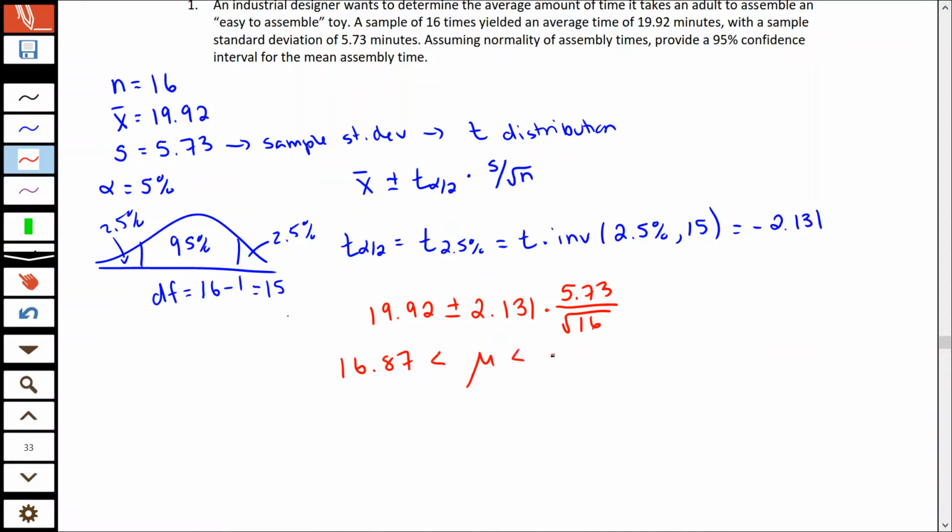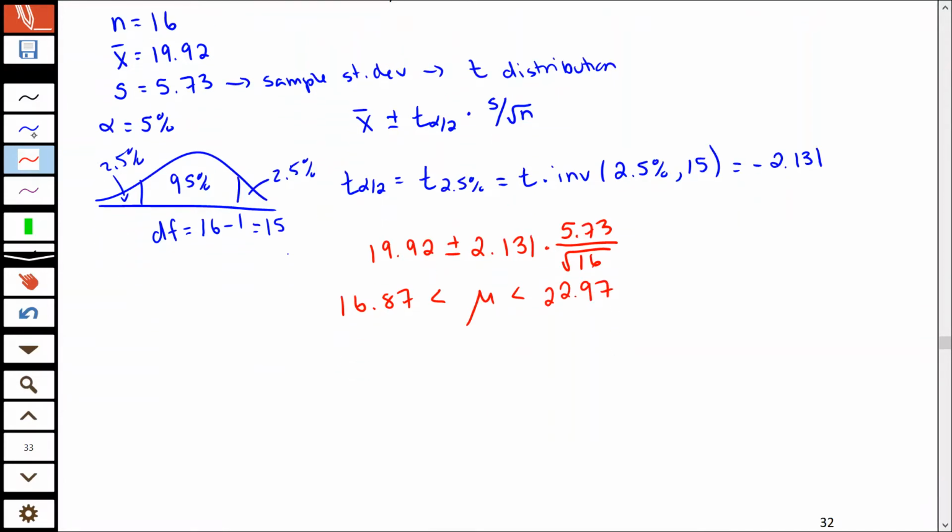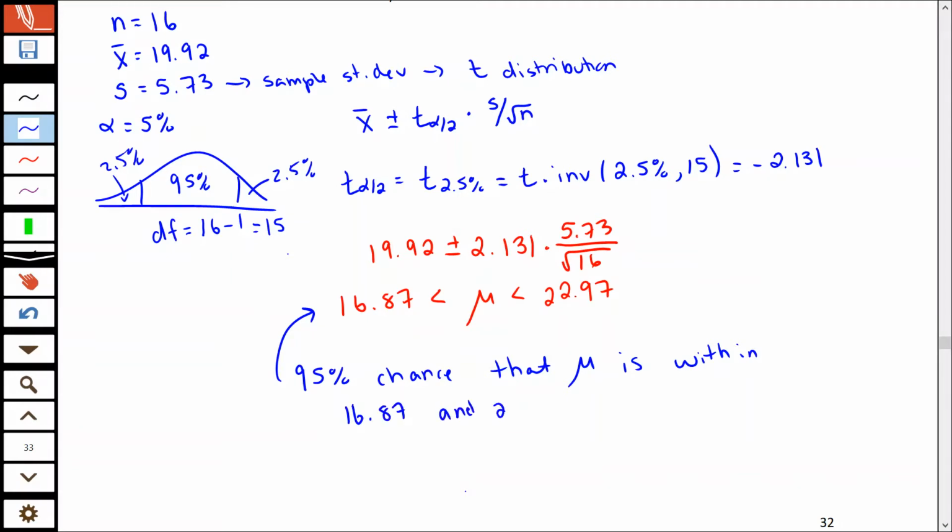And on our upper bound, it's going to be 22.97. And so what this is telling us is that we have a 95% chance that the population mean, that the true mean, that mu is within this 16.87 and 22.97. It's not guaranteed, but there's a 95% chance that that range contains our mean.